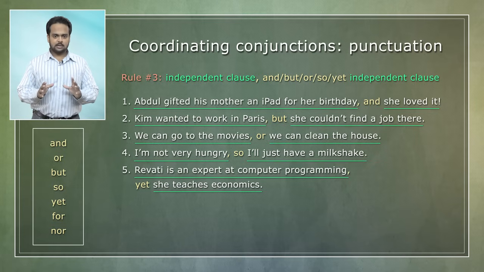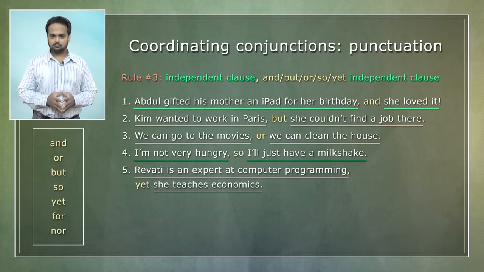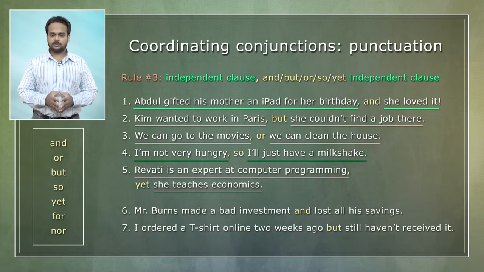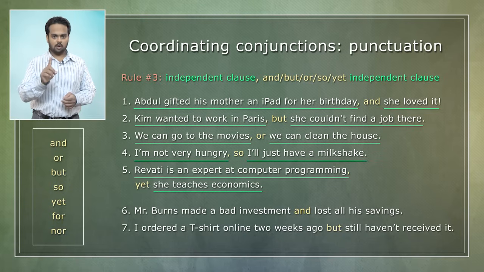So in all of these sentences, we put a comma after the first clause and before the conjunction. But you have to be careful here. Now have a look at these next 2 sentences. You see that there is no comma, and this is correct. But can you tell me why there's no comma? It's because in both of these sentences, there's only 1 clause.